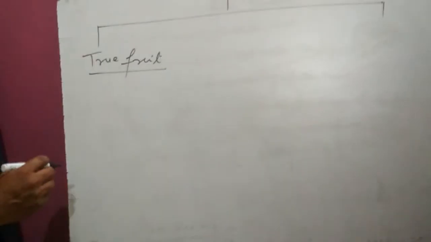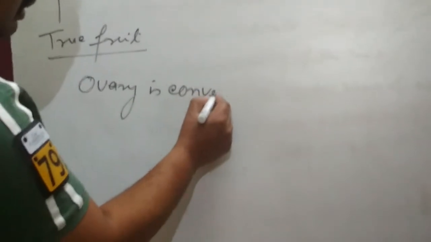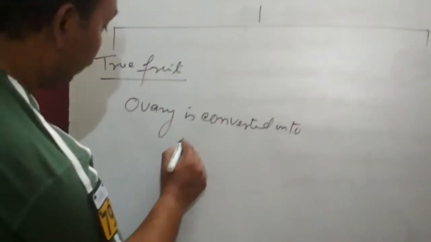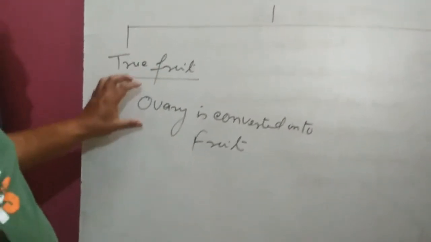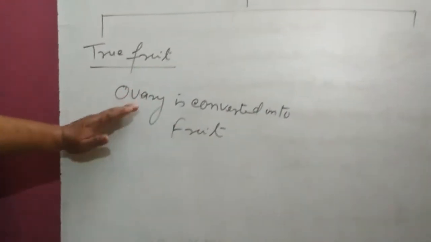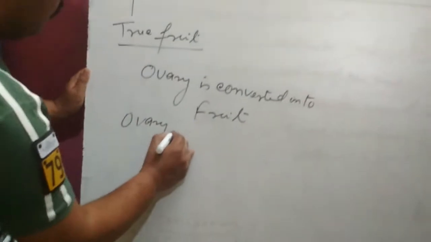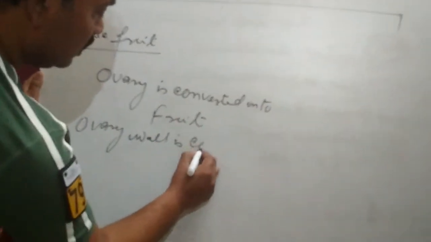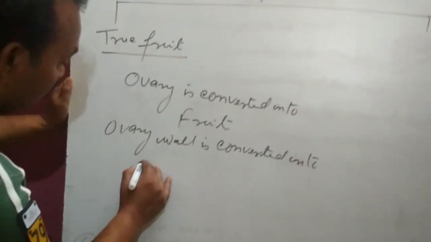True fruit means after fertilization the ovary is converted into fruit. A true fruit is one in which, after fertilization, the ovary is converted into fruit, and the ovary wall is converted into fruit wall.